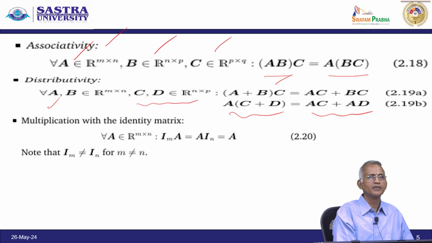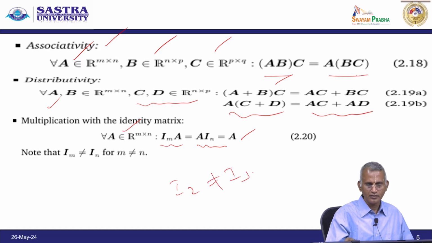Next one is multiplication with the identity matrix, where A belongs to R power m cross n. Therefore, Im into A is equal to A, and A into In is equal to A. Note that Im, with m rows and m columns, is not equal to In, with n rows and n columns, of the identity matrix. That is, I2 and I3 are not equal. So, that is the meaning of the general form of the identity matrices.